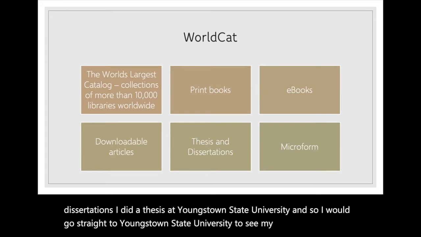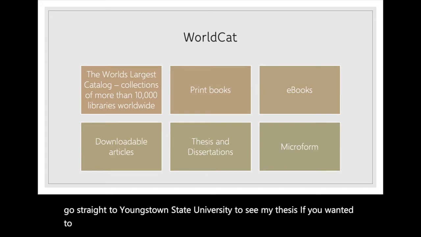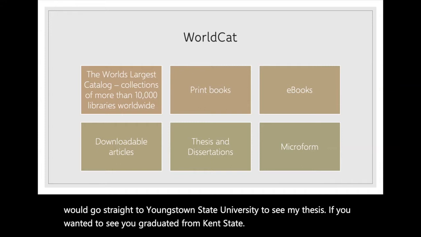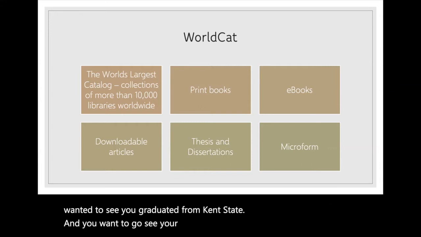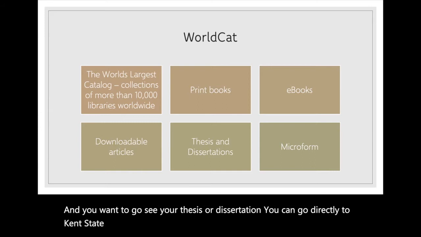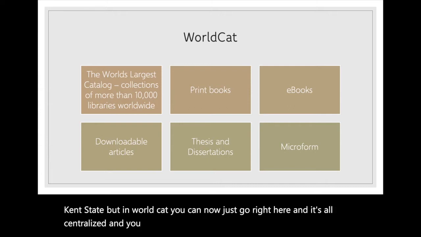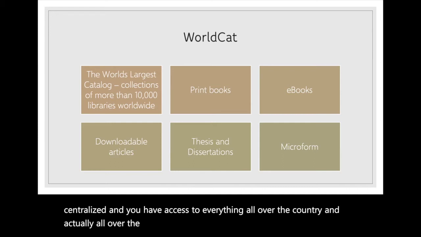If you graduated from Kent State and you want to see your thesis or dissertation, you can go directly to Kent State. But in WorldCat, you can now just go right here and it's all centralized. You have access to everything all over the country and actually all over the world. And you can see theses and dissertations on a particular topic.